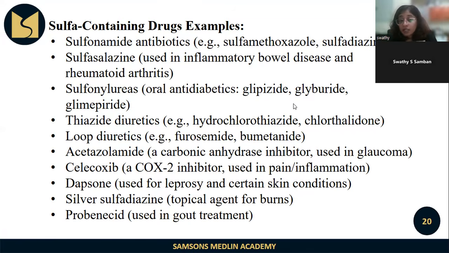We have diuretics, the thiazide diuretics and the loop diuretics. In thiazide diuretics, we have hydrochlorothiazide. In loop diuretics, we have furosemide. There are also acetazolamide, celecoxib, dapsone, which we use in leprosy and skin conditions, silver sulfadiazine, which we use for topical burns, and probenecid. So we need to have an understanding of the sulfur-containing drugs so that we don't dispense these to a patient who has a sulfur allergy.